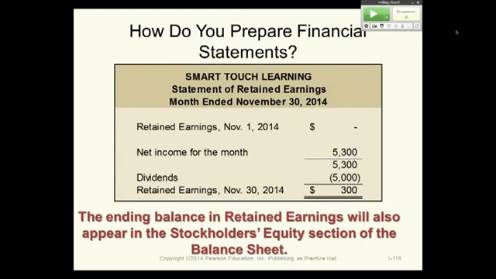So you started with no retained earnings because you just started your business. You earned $5,300 in income. You took $5,000 out of the business as a dividend, and the $300 is your ending balance. So you start next month with the $300 beginning balance of retained earnings.